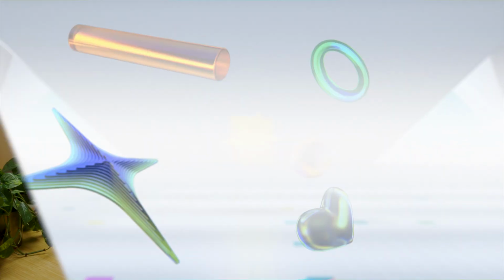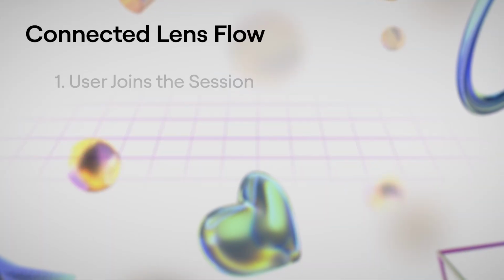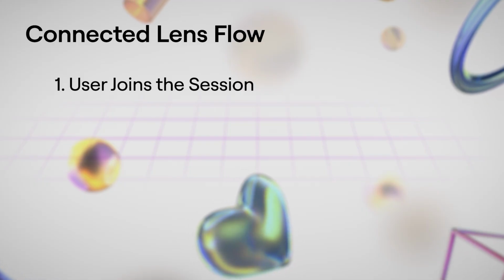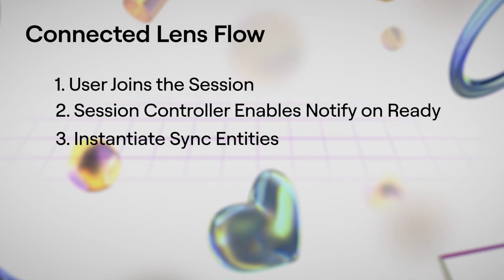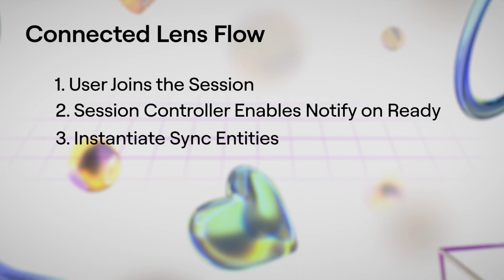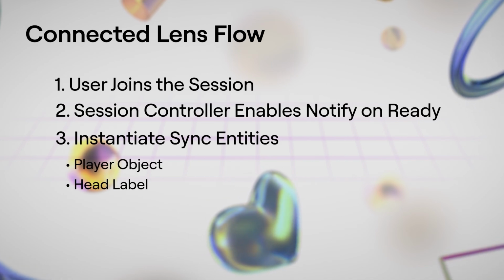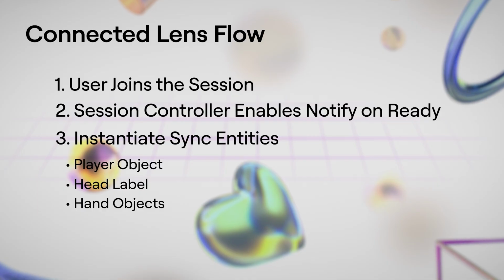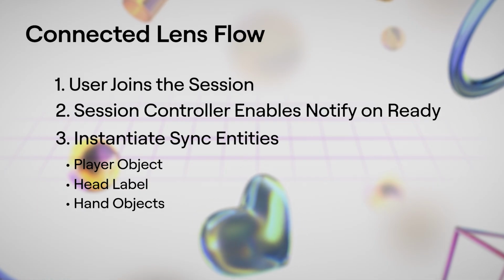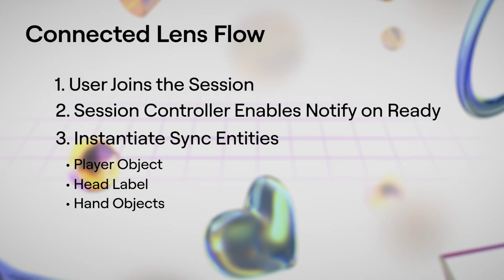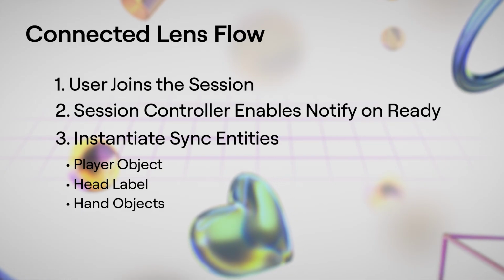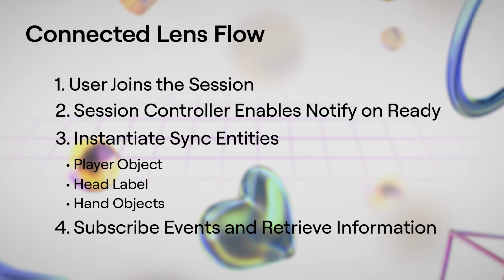Okay, let's talk about session management and user synchronization. The flow that happens in this connected lens goes as follows. The user joins the session, then there is a session controller which enables notify on ready, and then we instantiate sync entities. These sync entities are the player object, the head label, and the hand objects. And then, in the second part of this application, based on the actions that are handled by those controllers that are also part of the sync entities, we are going to subscribe to events and retrieve information.